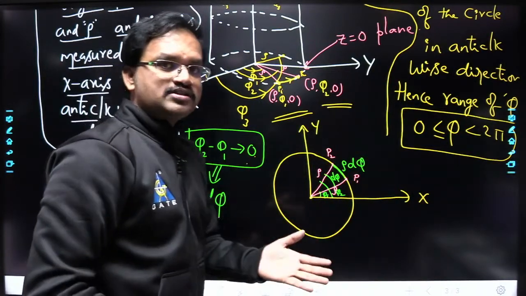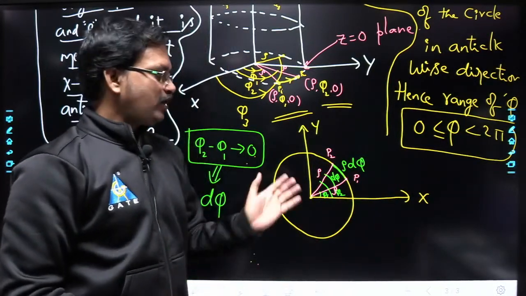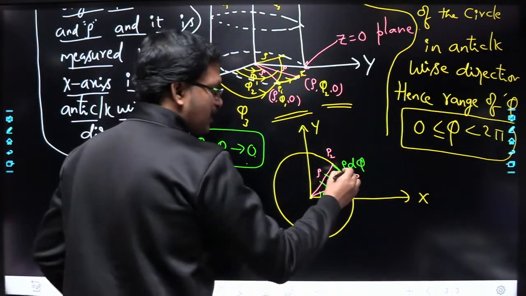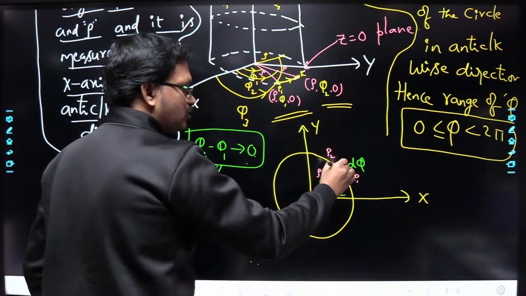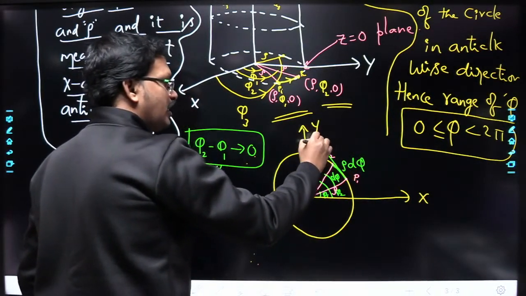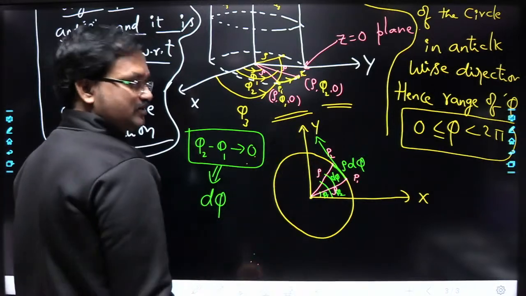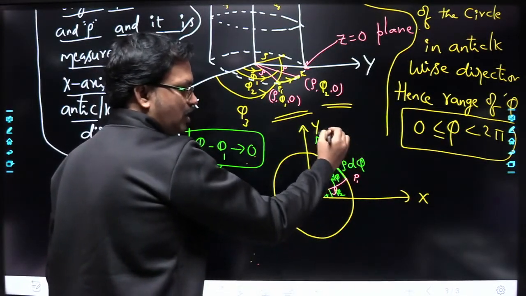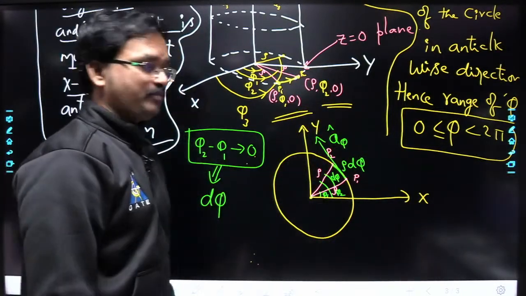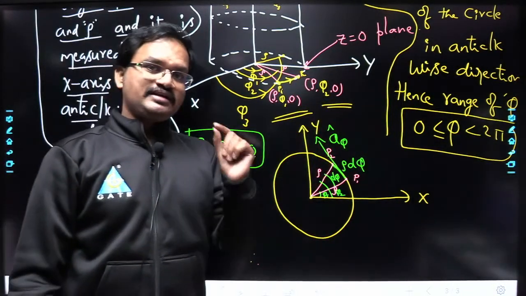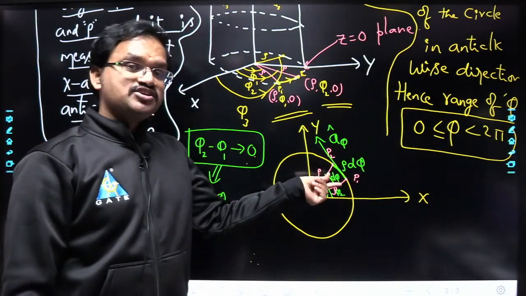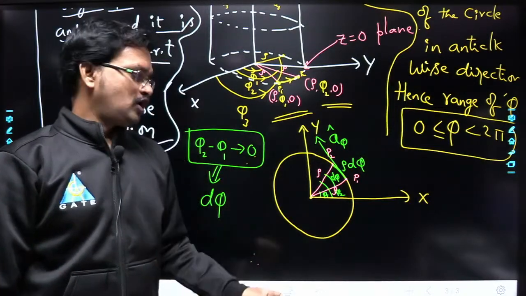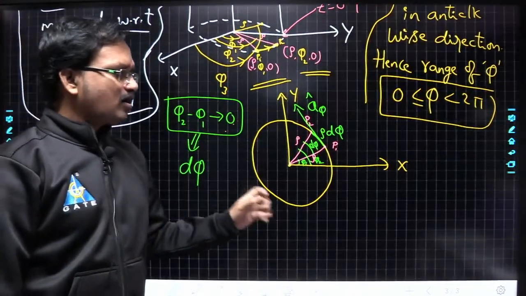But which one do you have to consider? We are measuring phi in which direction? Anti-clockwise direction, and hence you have to consider the direction of this arc in anti-clockwise direction. So this direction we are naming A phi cap. A phi cap represents the tangent drawn to the small differential arc in anti-clockwise direction. Understood?